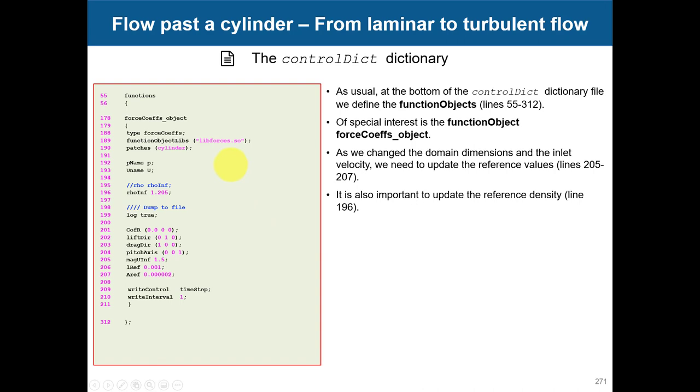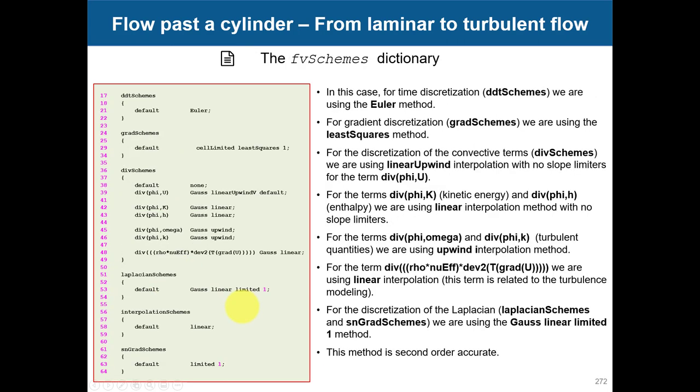Of all the function objects, I would like to focus on this one for forces. Because here also you need to give rho, the reference density, that you are using to compute. So remember that we're working at 20 Celsius and sea level. So this is the standard or average density. And the reference velocity here, which should be 150, and the reference area.